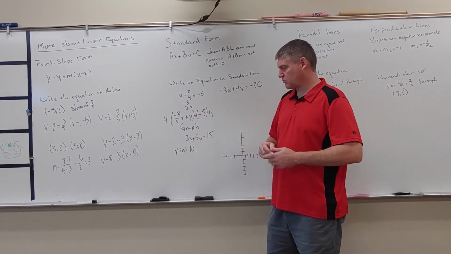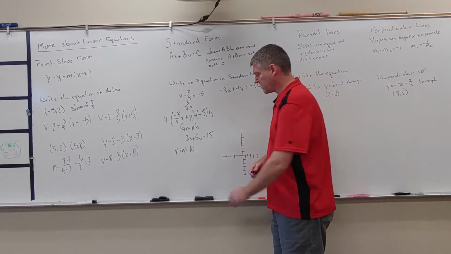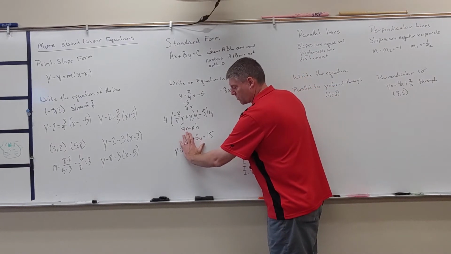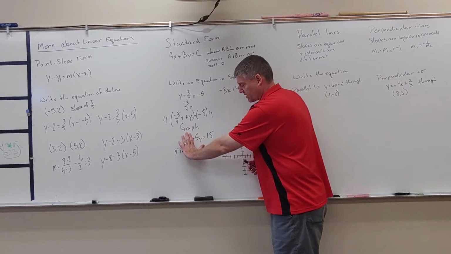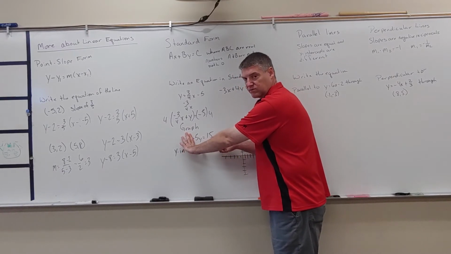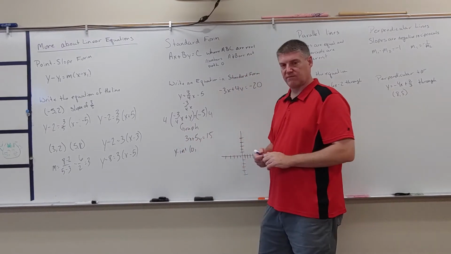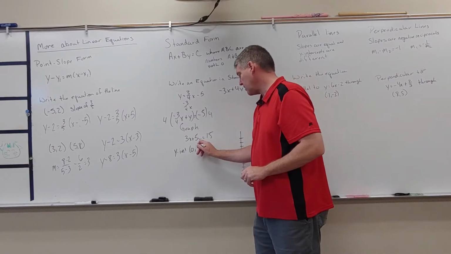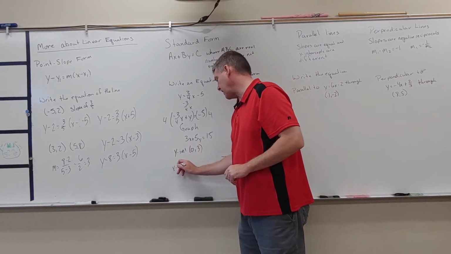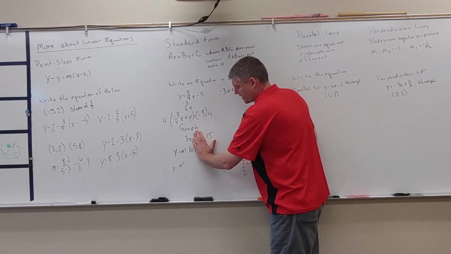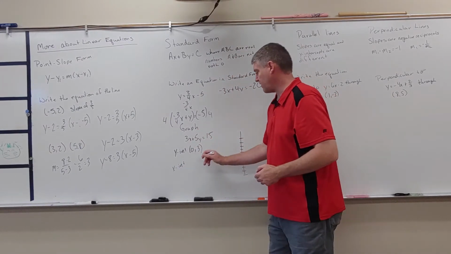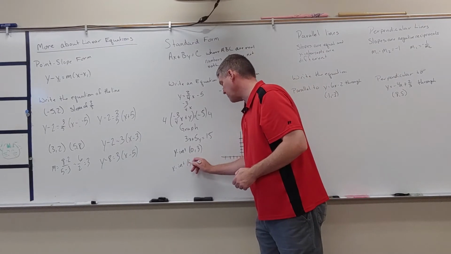A lot of times what I tell my students is when you're finding the intercepts, just cover up the variable of the intercept you're trying to find. So I'm trying to find y, so I have 5y equals 15. Now I'm just going to divide 15 by 5 and I get 3. Now my x-intercept, I'm going to cover up my y, and I have 3x equals 15. 15 divided by 3 is 5.